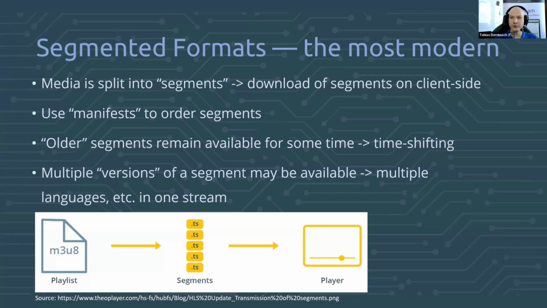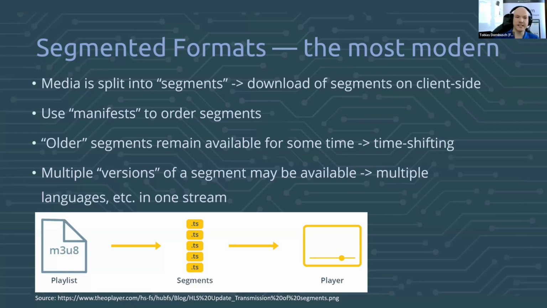Manifests, sometimes also referred to as playlists, are used to order these segments, so that the client knows, and also the CDN and so on, how the segments are ordered in case they don't arrive in the intended sequence initially.